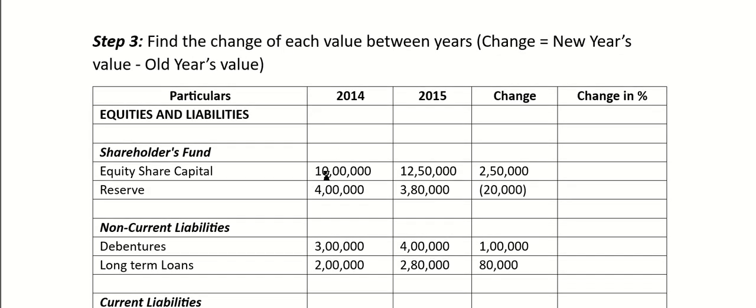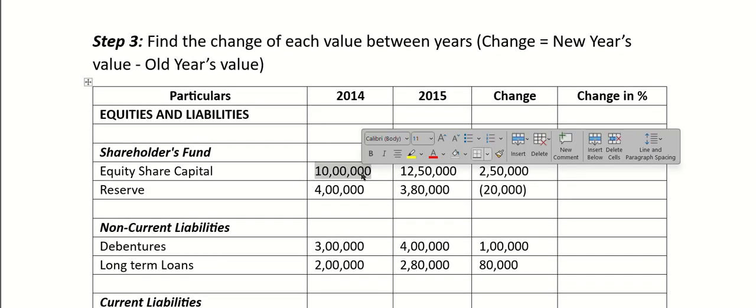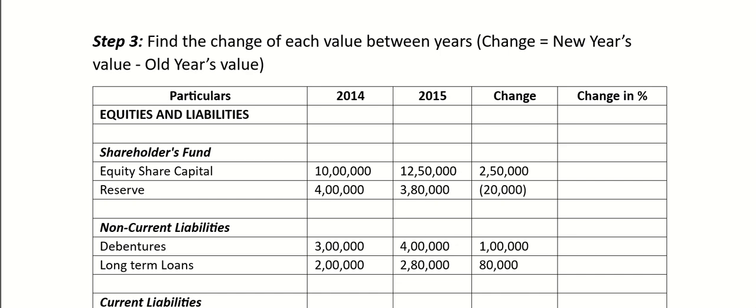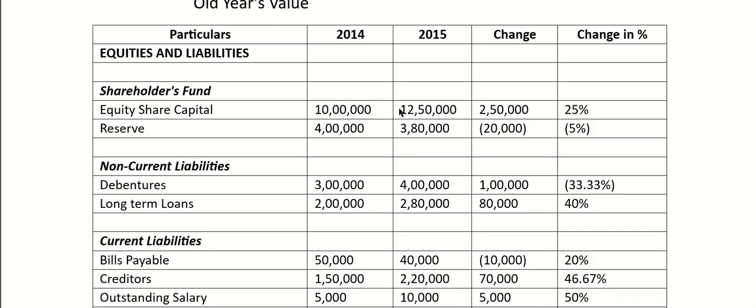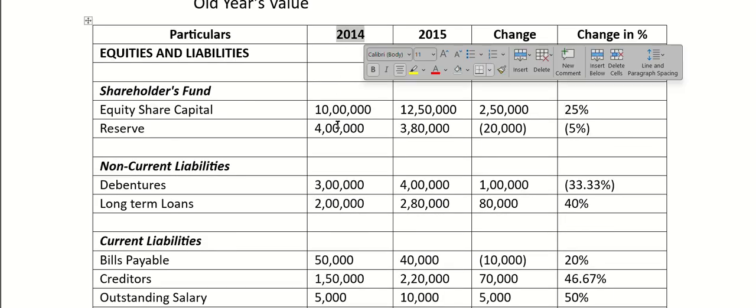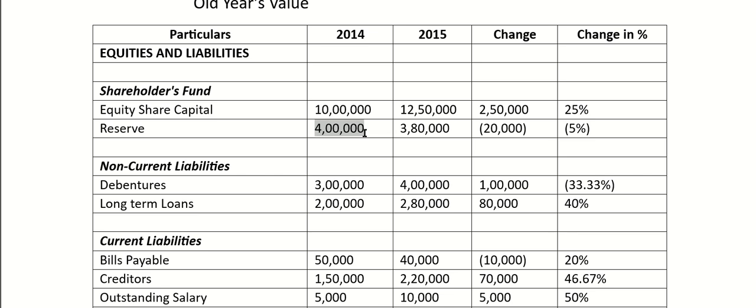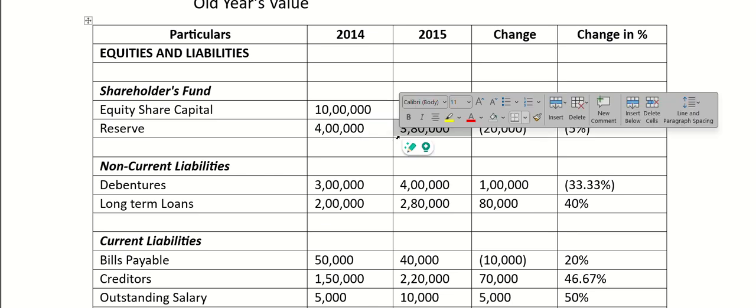See, here we had 10 lakh rupees. And in 2015, we had 12,50,000. The change is 2,50,000. The percentage, if you remember how we find the percentage, it is 25 percentage. In reserve, please note when we see the reserve, in 2014, how much reserve we had? Please remember the question, it was 4 lakh rupees. In 2015, it is 3 lakh 80,000 rupees.